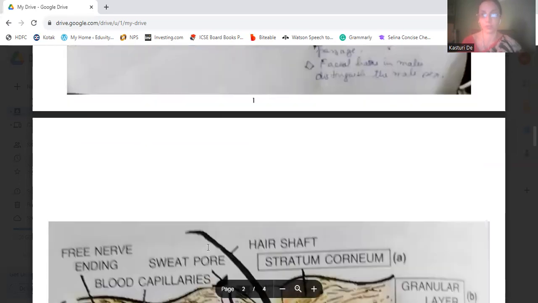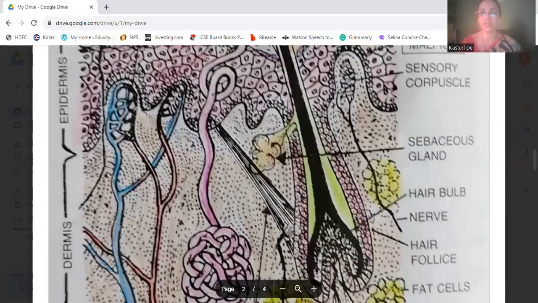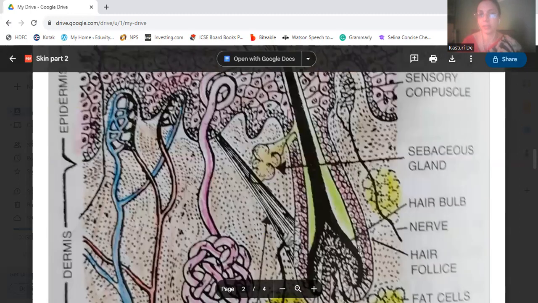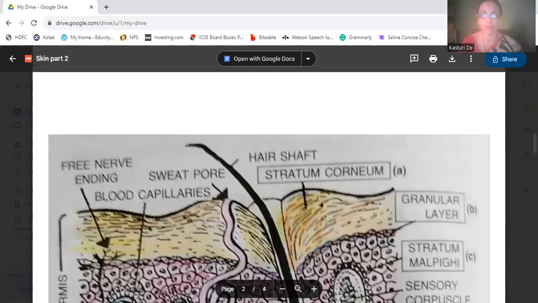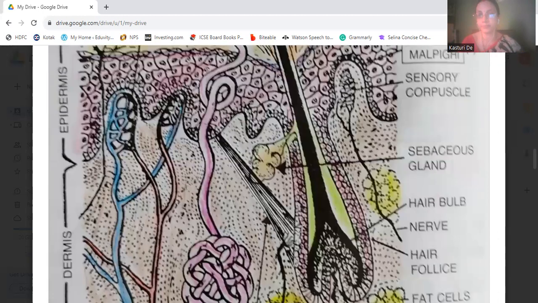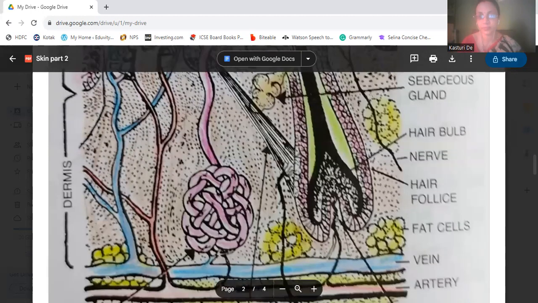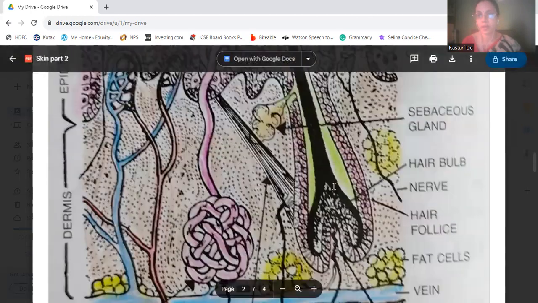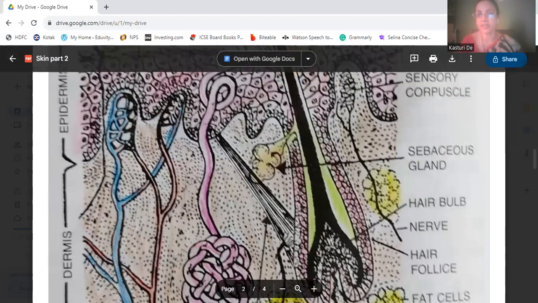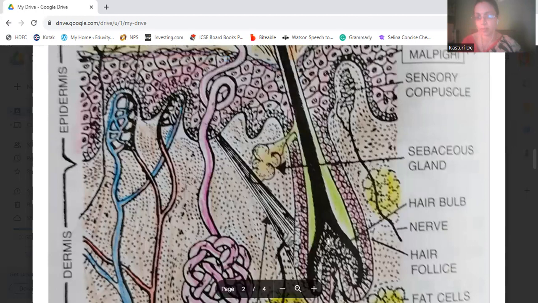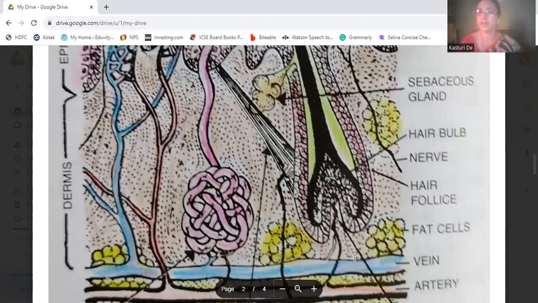So let us see the picture now, that will help you. See, this is the picture. You can see the black part which is coming out of the skin, that is the hair shaft. This is written also, the hair shaft which has come out. Now, this is the hair bulb, the extended portion of the hair root, which is known as the hair bulb.